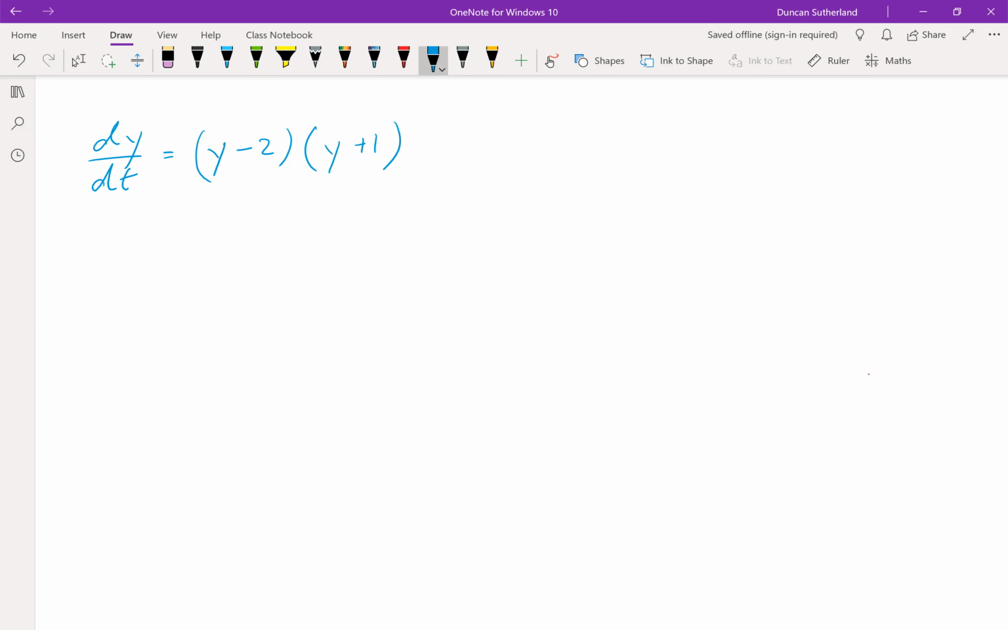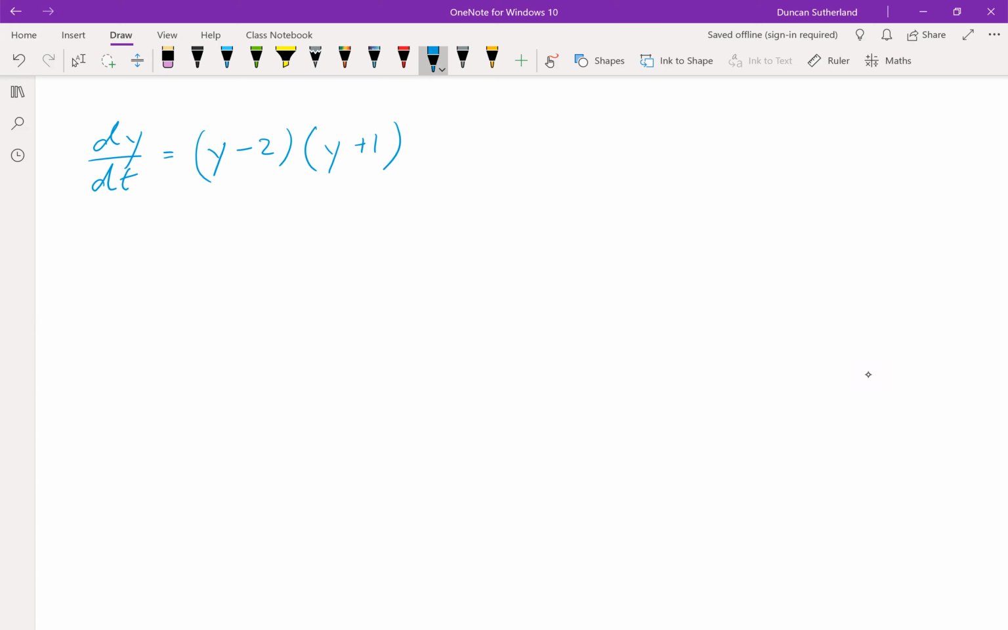Okay, we're going to look at the phase line and the stability of this equation. This is an equation I've just made up. It's a separable, autonomous, nonlinear ODE. Separable because, well, autonomous means it's separable, right?